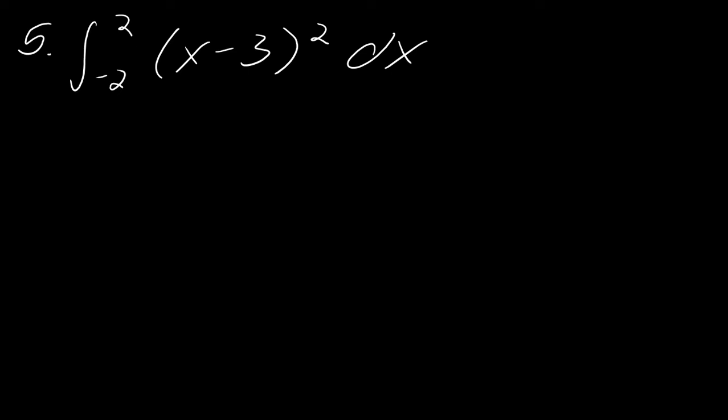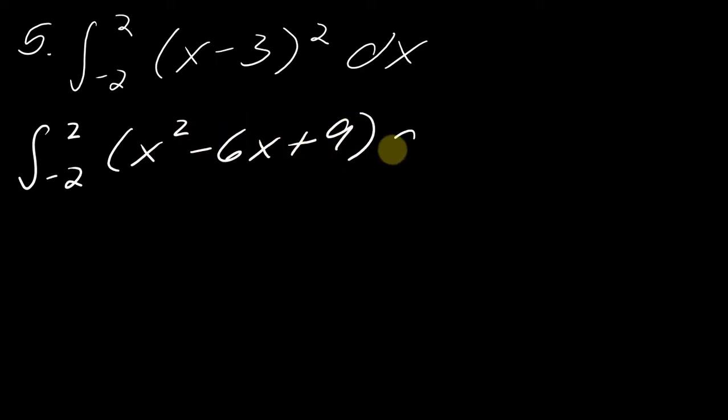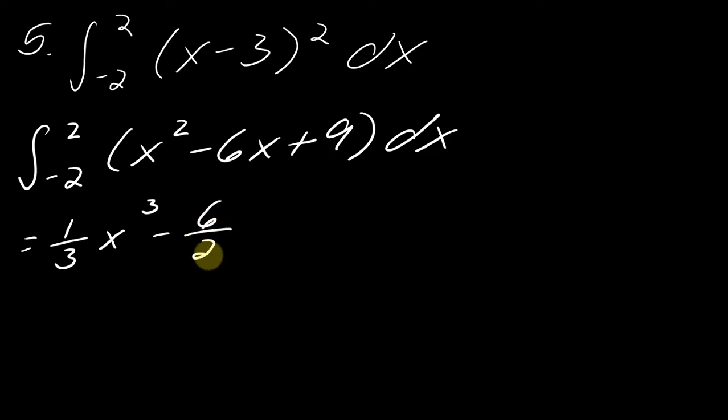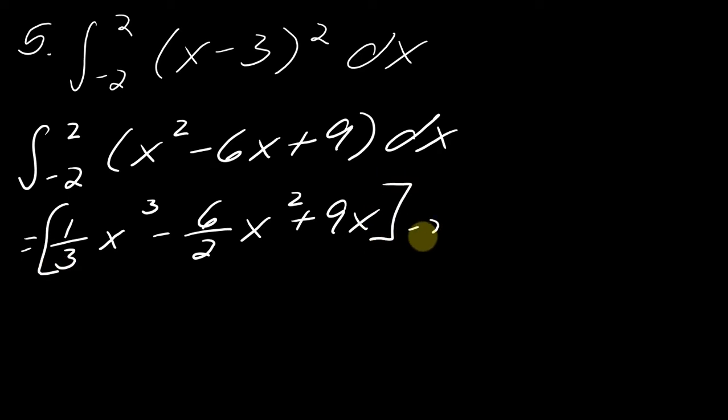Okay, so for number 5, I have this definite integral from -2 to 2 of x minus 3 squared. One approach that you could take is to just go ahead and multiply that all out. So from -2 to 2, this will be x squared minus 6x plus 9, and then I could just integrate this. So this will be 1/3 x cubed minus 6/2 x squared plus 9x, and then I need to evaluate this from -2 to 2, and then I can just start plugging stuff in.